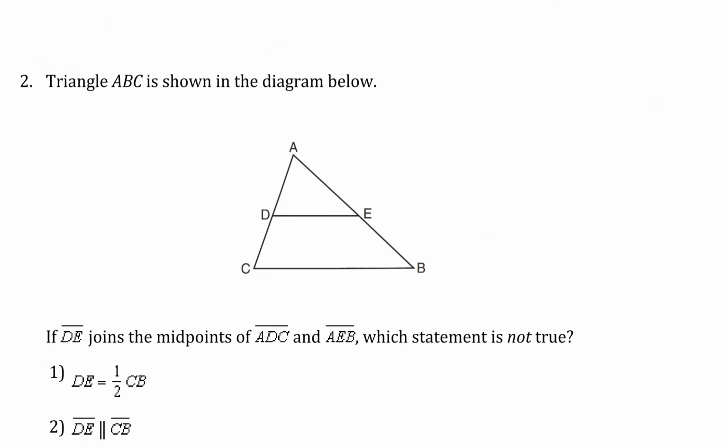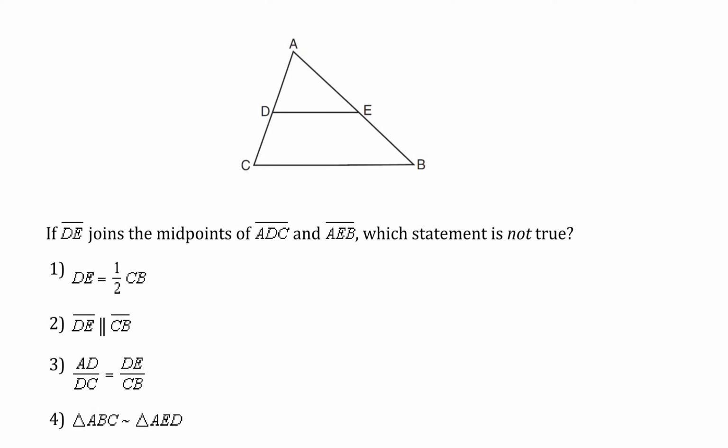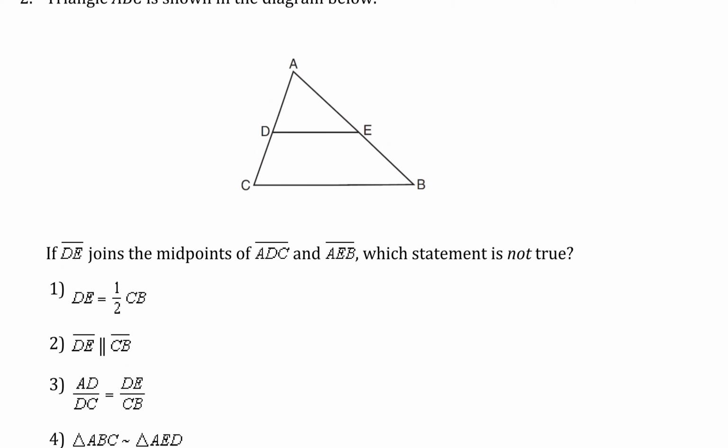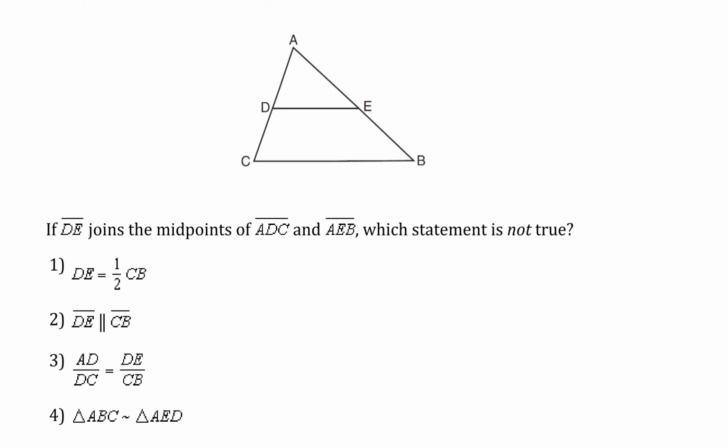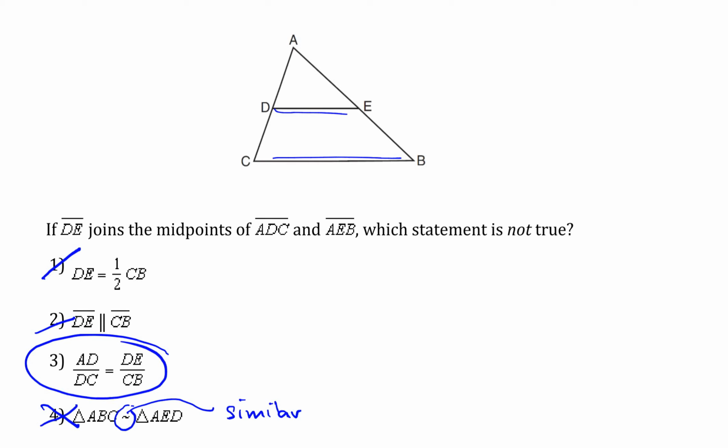Let's look at number 2. Number 2 tells us that we have these two triangles, and number 2 has some stuff in it that I probably shouldn't have put on this homework assignment. Like number 4, this symbol just means similar, which we haven't learned yet. We're going to learn it in a future lesson. So I'll tell you right away, that's not your choice. That is actually true. So is DE half of CB? That's true. Is DE parallel to CB? That's true. So the only choice that makes sense is choice 3.